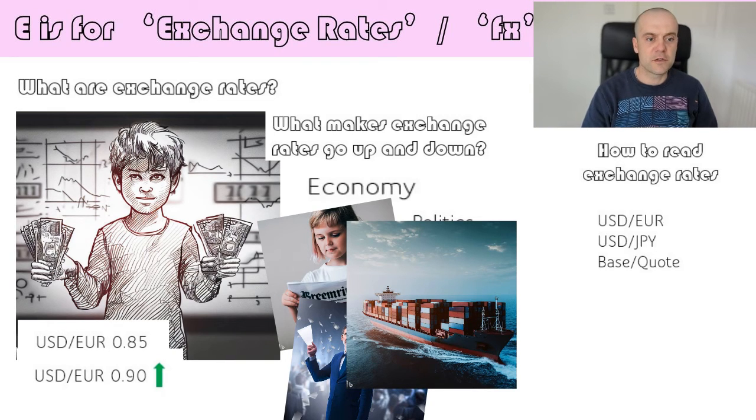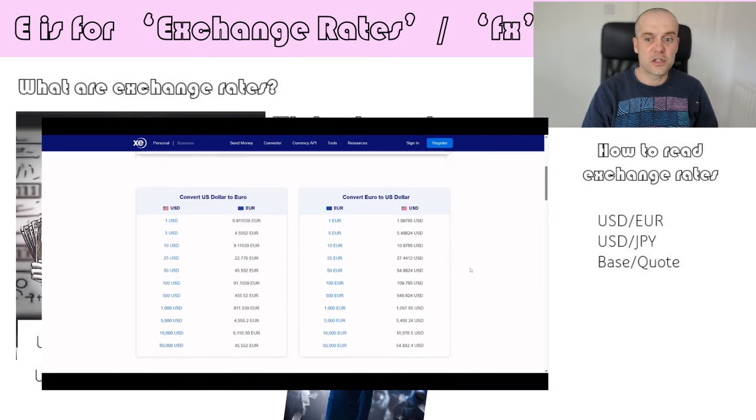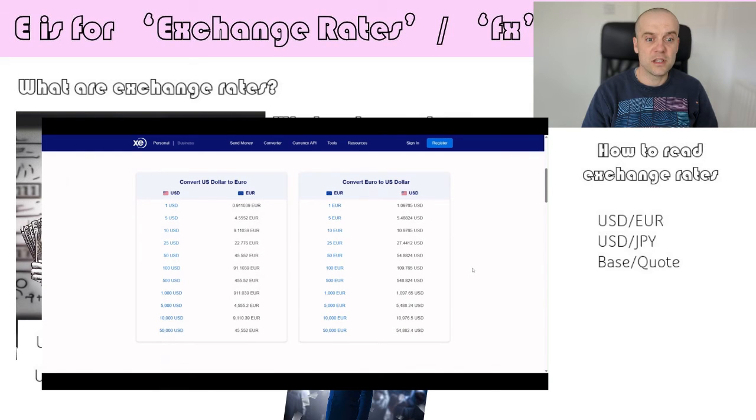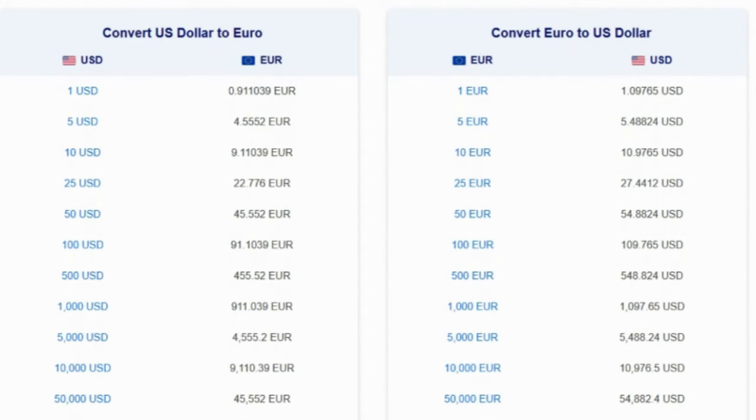If you look at the video off to the side, you can see that if we scroll down, you can see some tables with some example conversions. The left-hand side shows the US dollar as the base currency. Example, $1 will buy you 0.91 euros, $5 will buy 4.55 euros, and so on. The right-hand side shows euro as the base currency, so €1 will buy 1.098 US dollars, and so on.